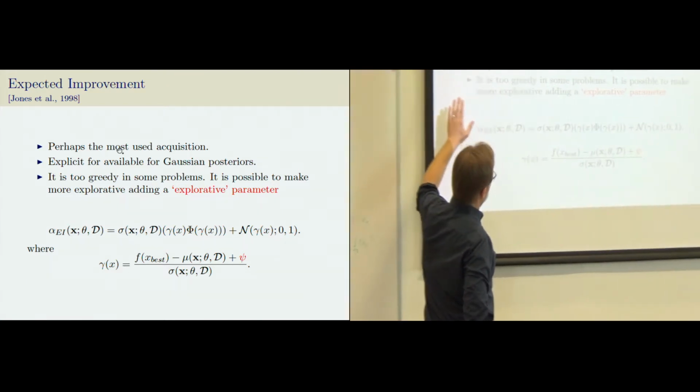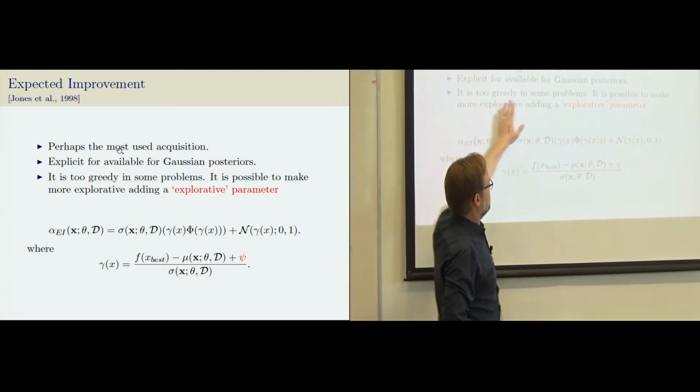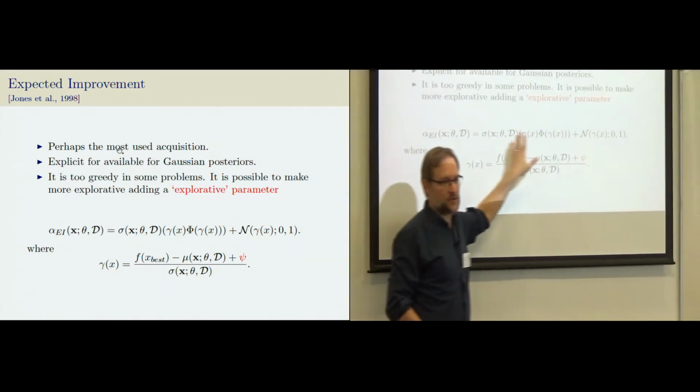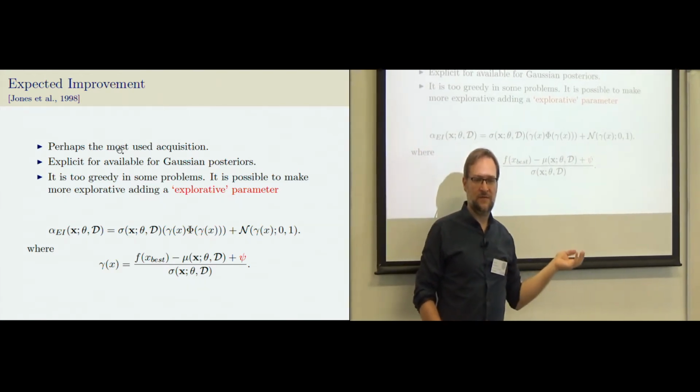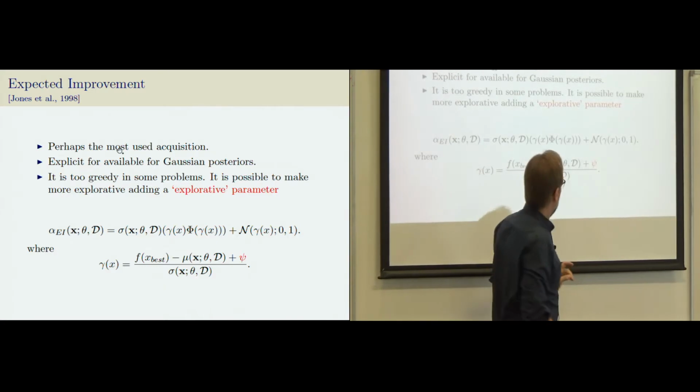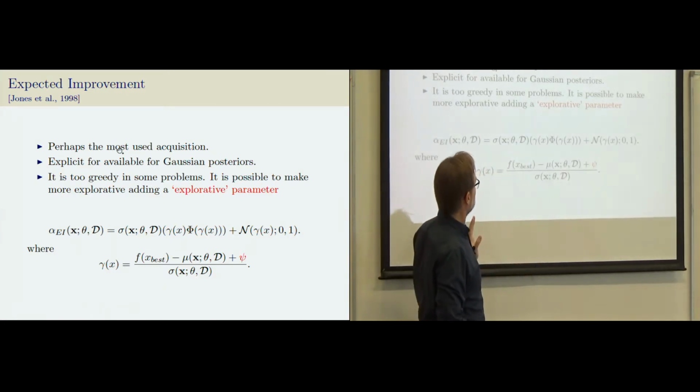It's the most used acquisition. It's explicit for a Gaussian posterior, so you can compute it in closed form when you have a Gaussian process. If you change your belief model of the function, you will need to recompute this. Yeah, and that's pretty much it.